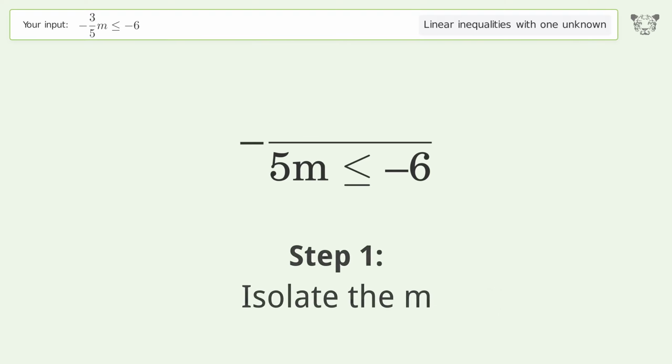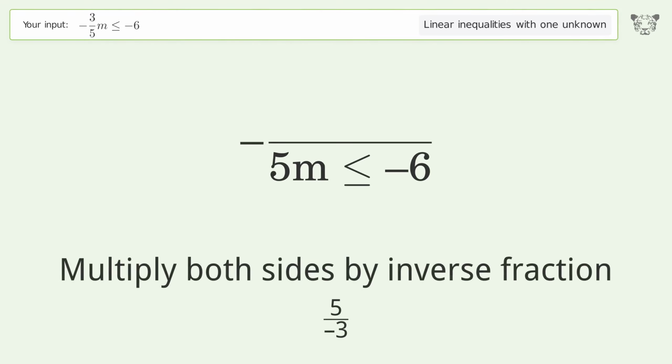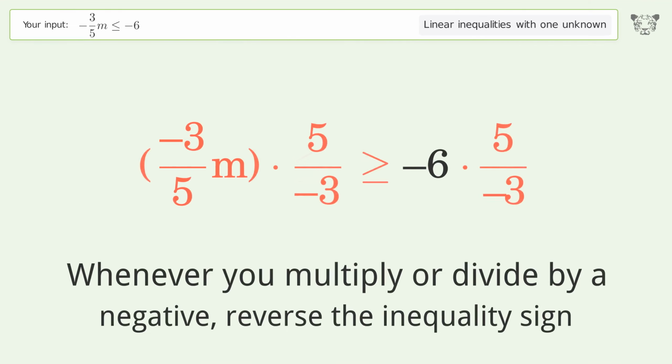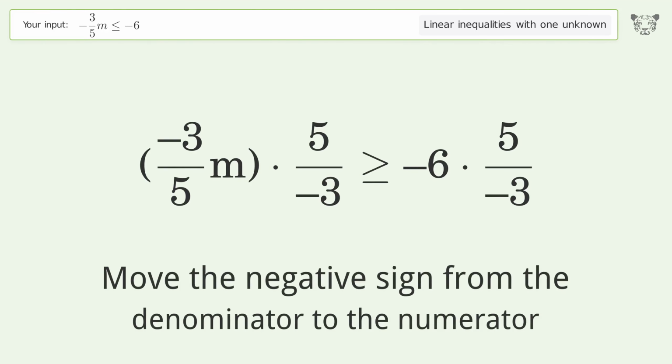Isolate the m. Multiply both sides by inverse fraction 5 over -3. Whenever you multiply or divide by a negative, reverse the inequality sign. Move the negative sign from the denominator to the numerator.